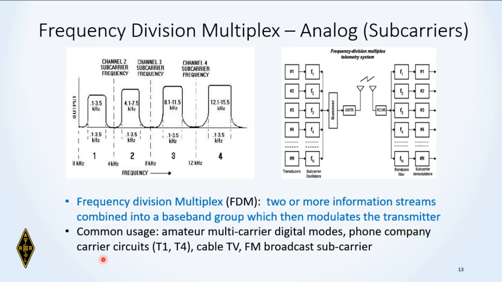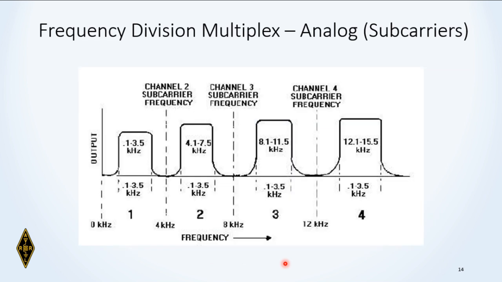The places this is used: amateur multi-carrier digital modes, which I don't know very much about, phone company carrier circuits, you might have heard of T1 circuits, T4 circuits, cable TV, FM broadcast subcarrier. You know how they send Muzak out to the stars? A lot of that's done with a subcarrier. Let's look now at how this is actually accomplished.